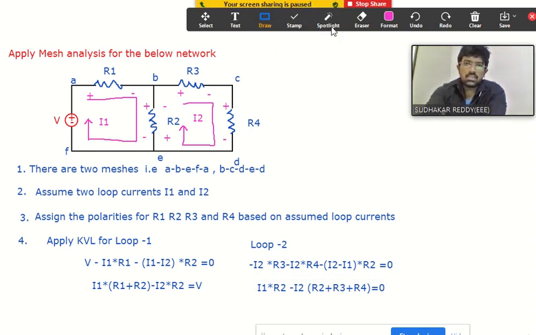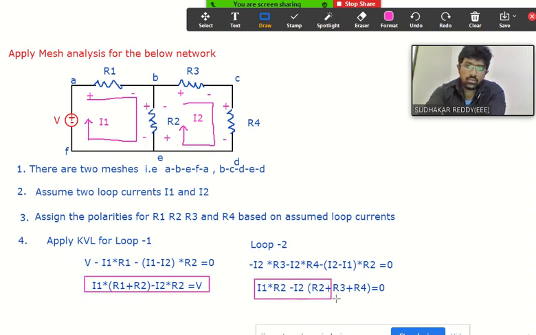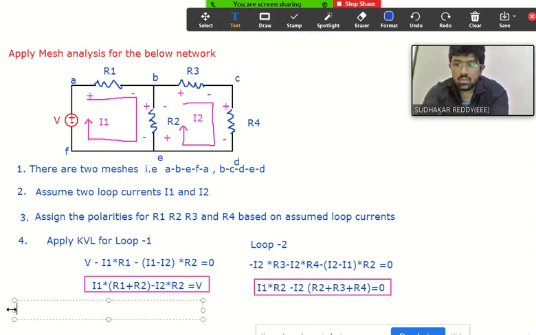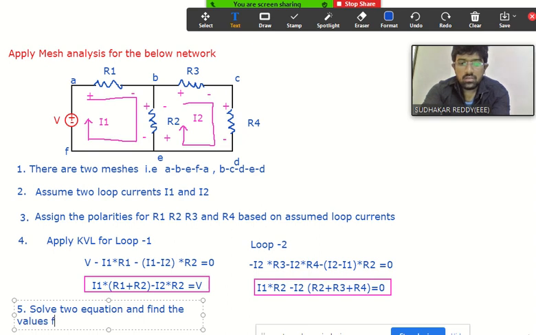Now we have two equations with how many unknowns? Two unknowns, keep in mind. So here the unknowns are I1 and I2 only. That is the fifth step. What is the fifth step? Solve. Solve the two equations and find the values of I1 and I2. That's it.